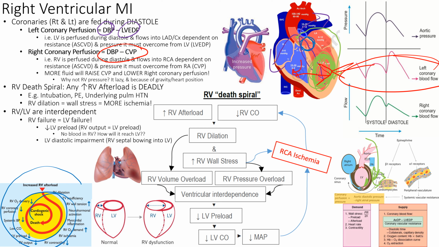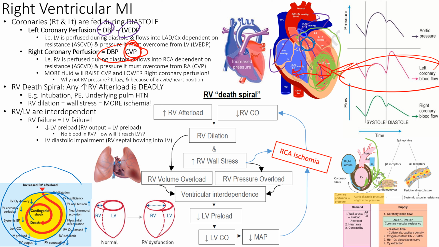And it used to be thought that if someone has RV failure, give fluids, they're preload dependent. That's the worst thing you could do, raise the CVP in someone who has RV failure, because if you raise this CVP number, that's going to reduce the perfusion to the heart. So we want to be very careful about that. We want to unload the heart as much as possible.